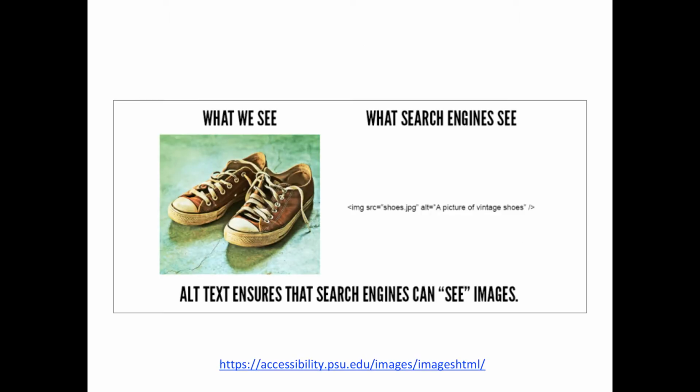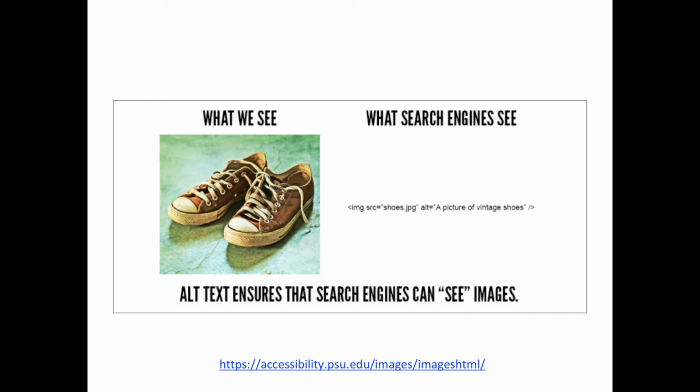Having alt text ensures that search engines see the images. So what we see here is a picture of shoes. What the search engine sees is what you put in that alt text. It's also important to make sure that your images are saved with an appropriate name. If you have a picture of shoes, shoes.jpg is helpful for search engine optimization, but I may want to put in an alt tag. I need to describe these shoes.